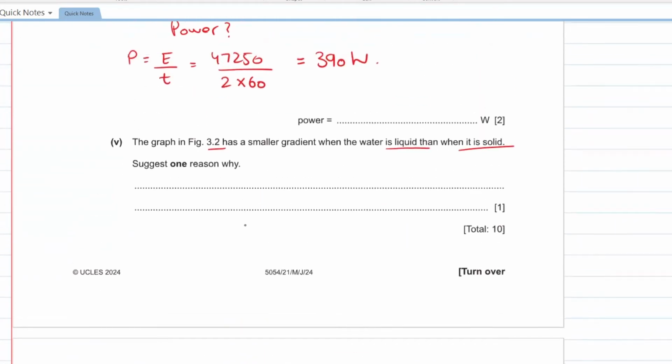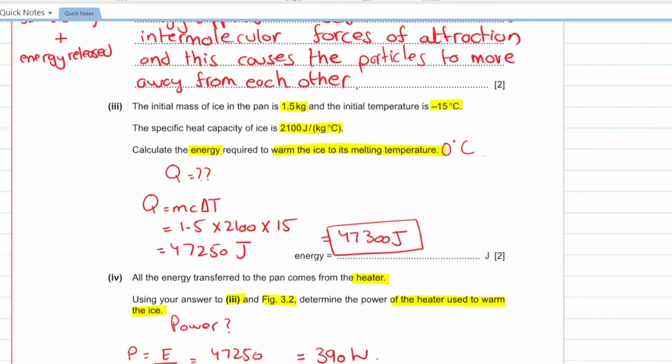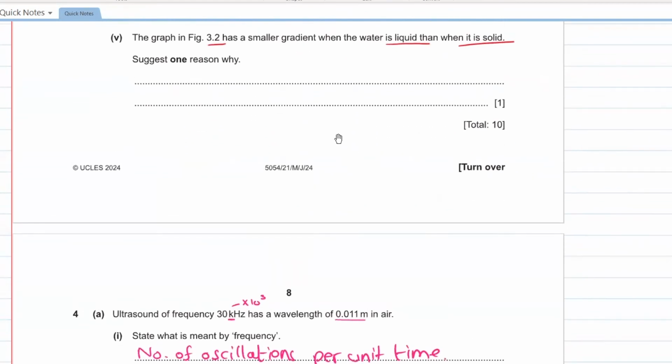The last part of this was left. Didn't I tell you? Suggest one reason why in figure 3.2 we have a smaller gradient in liquid compared to solid. Okay, let me explain this too. So this was left in the last class, I guess. Why does this green line have a smaller gradient compared to the blue line? So what would you say here? Liquid has stronger bonds, hence it is difficult to raise its temperature. Hence it has a lower gradient. If somebody didn't write it, you can write it today.